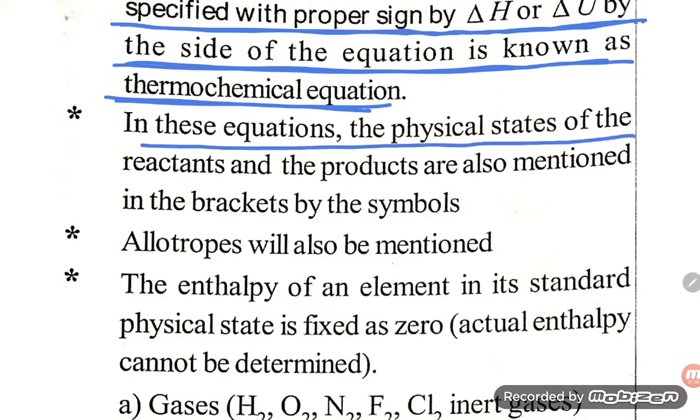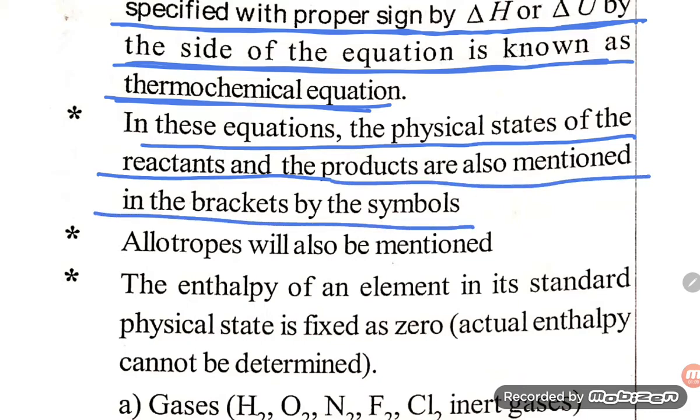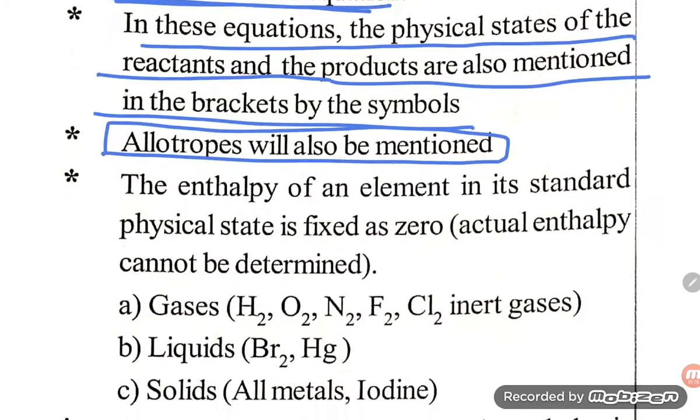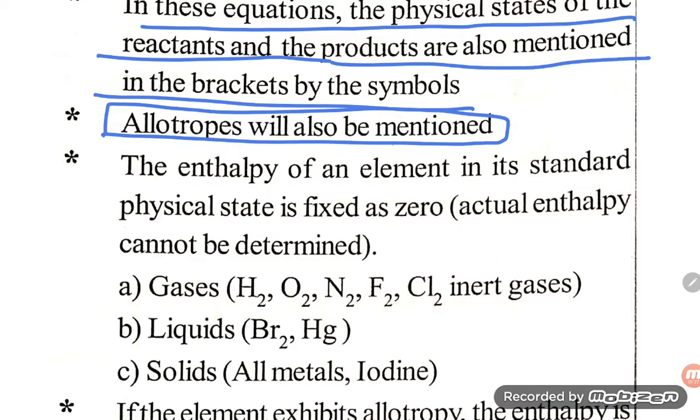In these equations, the physical states of the reactants and the products are also mentioned in brackets by symbol. So when you are writing the thermochemical reaction, we have to mention the physical states of the reactants and products, whether they are solid, liquid or gas. Allotropes will also be mentioned, like carbon graphite, phosphorus red, phosphorus white, monoclinic sulfur or rhombic sulfur. We have to mention the allotrope of the particular reactant.